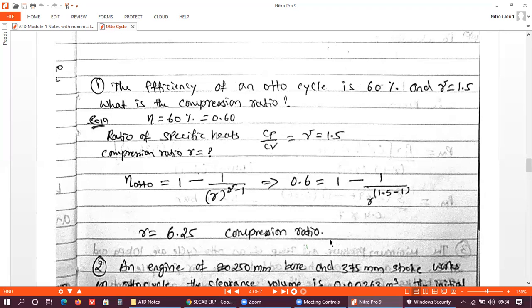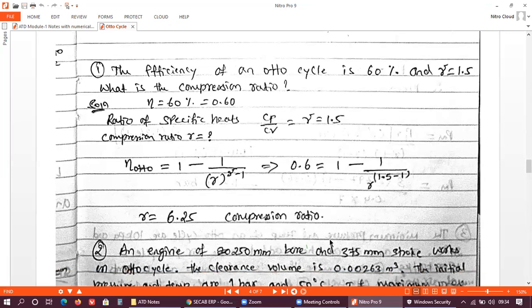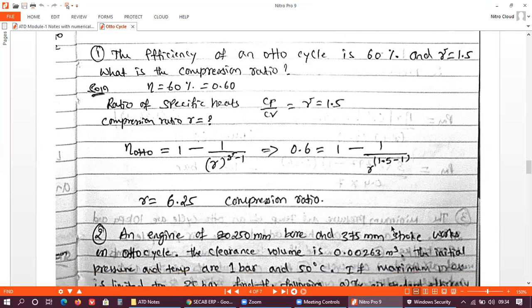This is a simple problem. If you know the efficiency equation for the Otto cycle, then you can easily solve it. This type of problem will not be asked in your exam. Just for practice, I have introduced this as equation number 1.